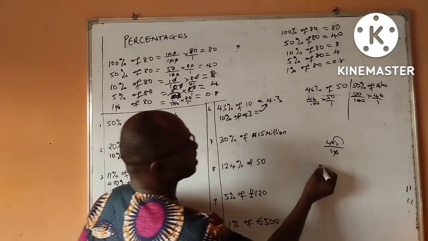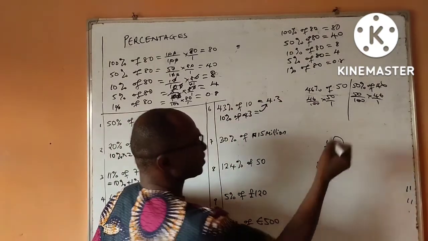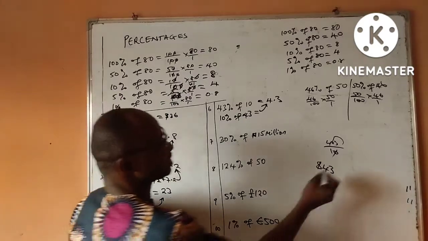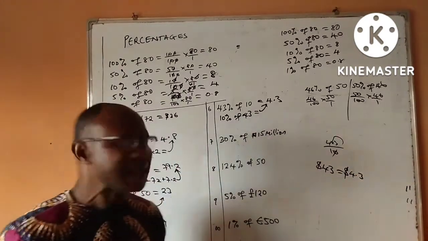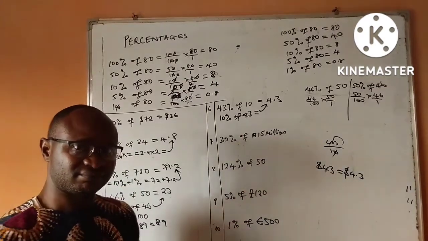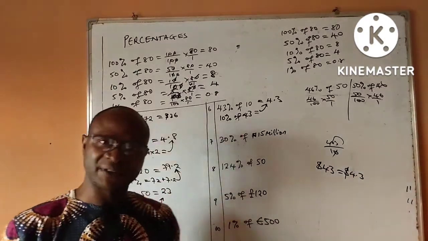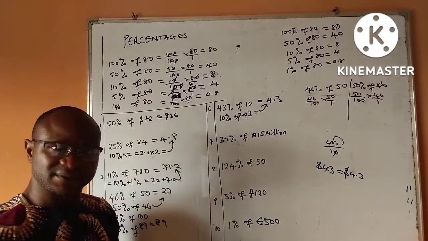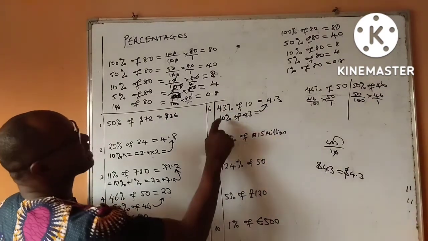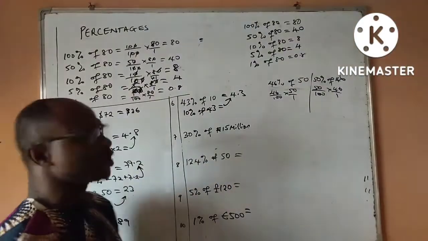Okay, assuming it is $43 and you want to get 10% of it, the answer is going to be $4.3. Assuming that is 43 million, the answer is going to be 4.3 million. So 43% of 10, okay, is the same thing as 10% of 43. We can now go to number 7.